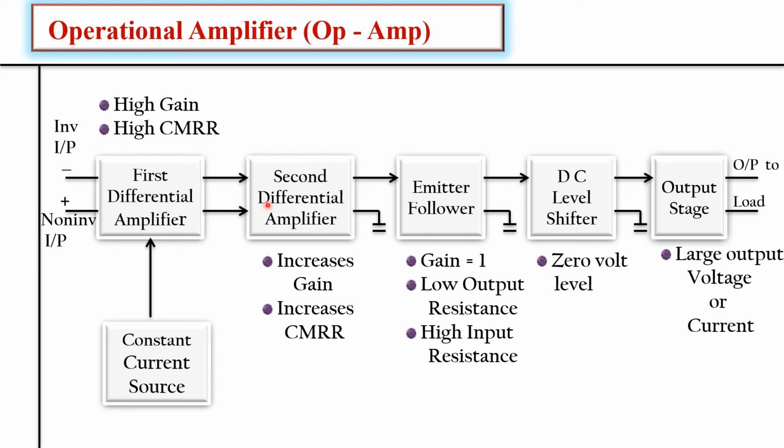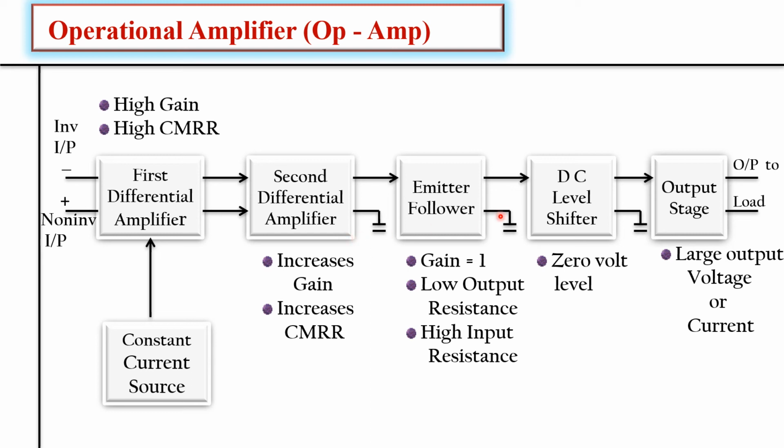Why is this stage introduced? To increase the gain and further to increase the CMRR. CMRR is nothing but common mode rejection ratio. We'll see that, it is a parameter of op-amp. So to increase the CMRR and gain, we again connect a second stage differential amplifier.